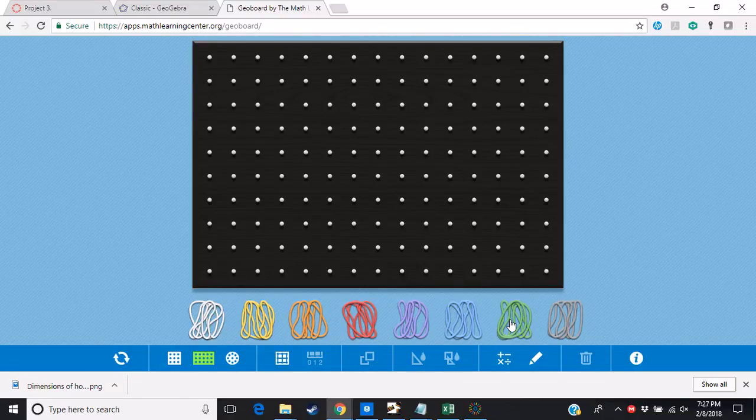Alright, in this video I'll be using a geoboard. A geoboard is a pegboard that is used with strings and rubber bands to allow students and people who like to have fun with it to create various shapes and explore geometric principles. First thing I'm going to do is create a rectangle.